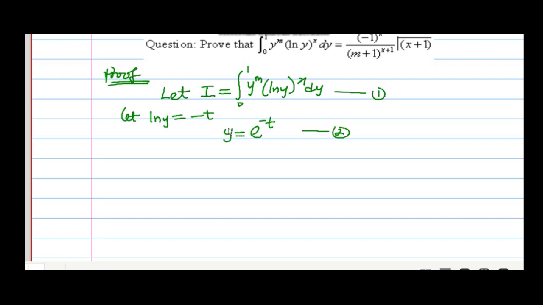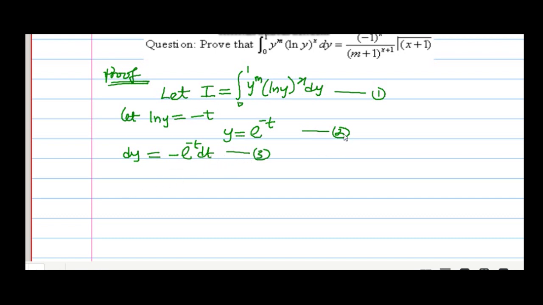So differentiating equation 2 with respect to t, differentiating dy with respect to t, we are going to have minus exponential minus t dt, and let's call this equation 3. So we've gotten 3 equations already.